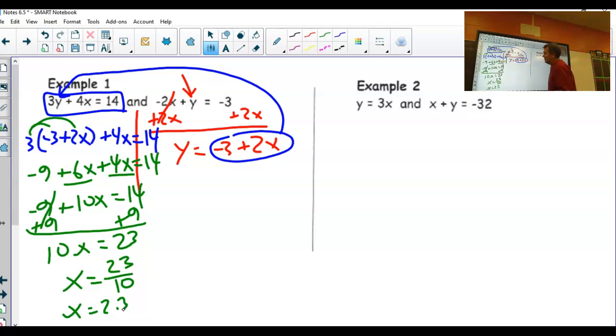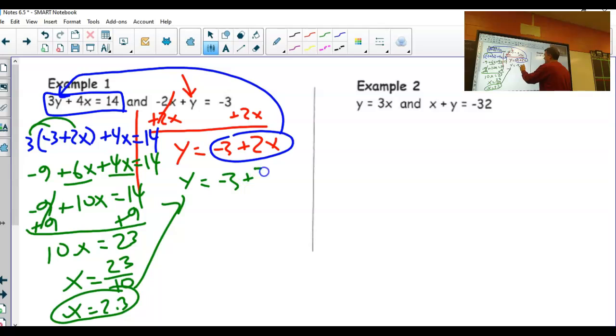All right, and then I would take that. I now have half of my answer, and I would substitute that back in up here. And I would say y equals negative 3 plus 2 times 2.3. That would be negative 3 plus 4.6. And negative 3 plus 4.6 is 1.6.